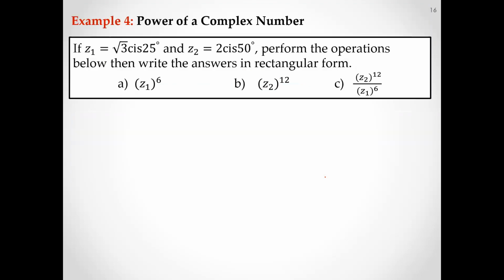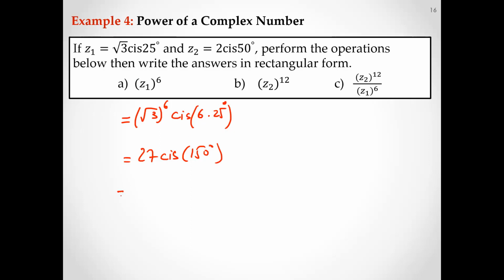What does it mean? What is Z1 to the 6 here? It's nothing else than root 3 power 6 CIS 6 times 25. That's it. It's 27 CIS 150 degrees. If we didn't have polar form, you would have to multiply Z1 times Z1 times Z1 times Z1, very long. Whereas with polar form, in seconds by hand we can retrieve it.